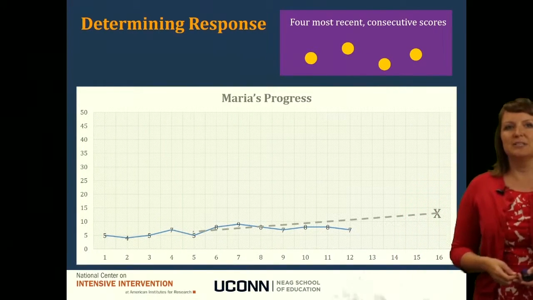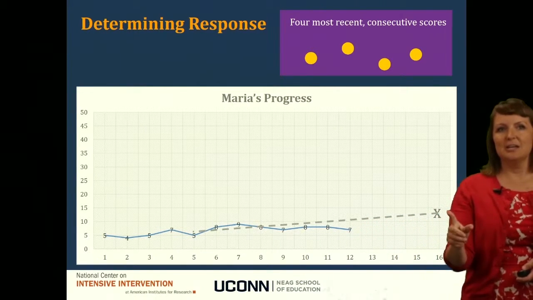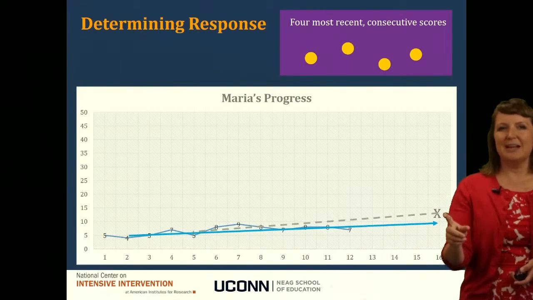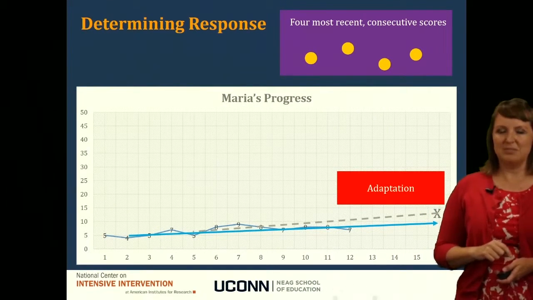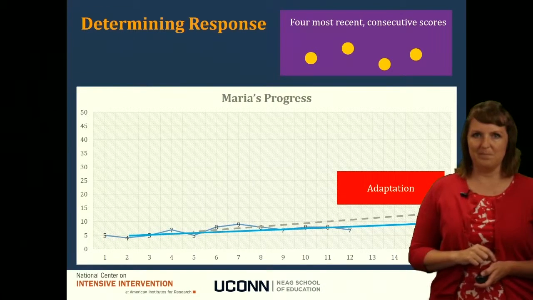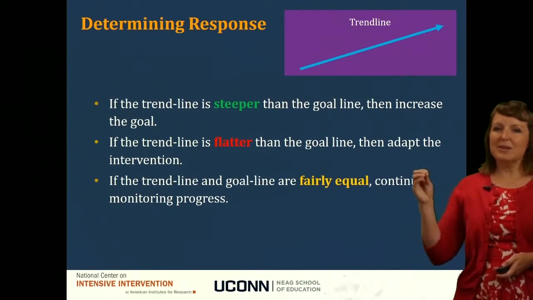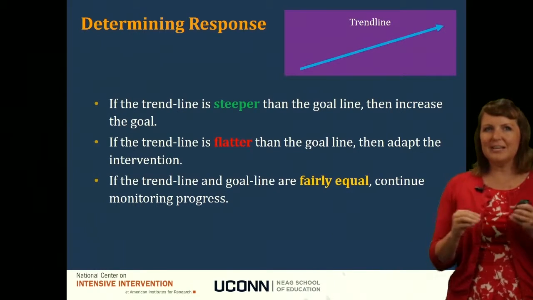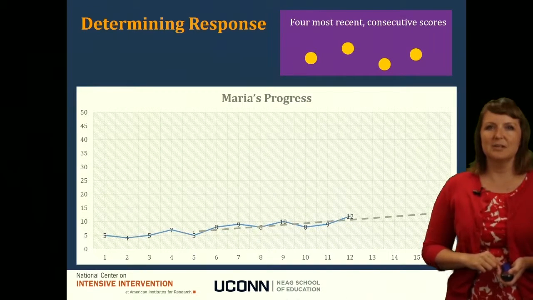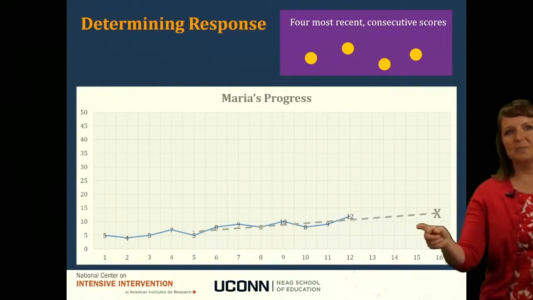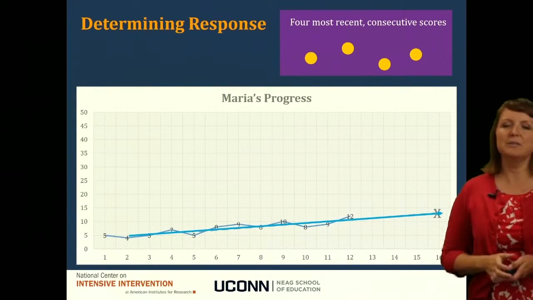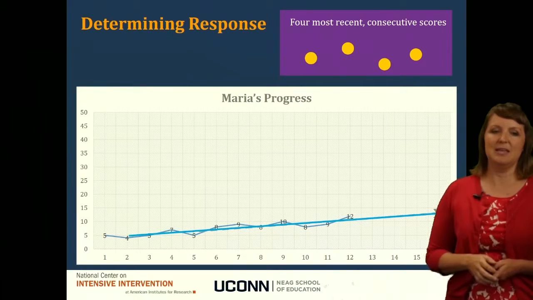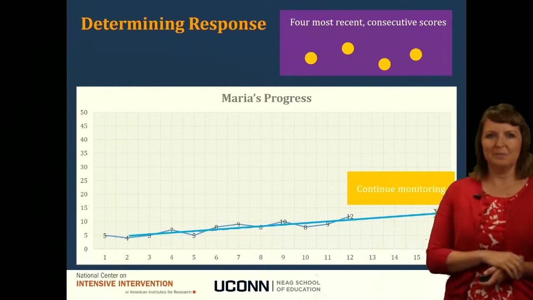So if this is Maria's data, here is her goal line, here's her goal, and here's her trend line. It is flatter than the goal line, so we need to make an adaptation to Maria's intensive intervention. And then we have the case that when that trend line and the goal line are fairly equal, we'll continue monitoring progress. So if this is Maria's data, here's my goal line, here's my goal, and there's my trend line. Looks pretty on target to meet that goal. So we're going to continue progress monitoring and continue doing the same thing for Maria.